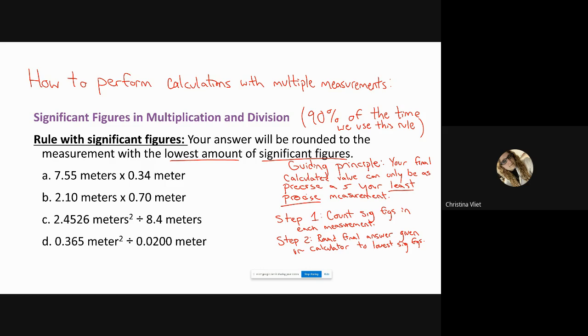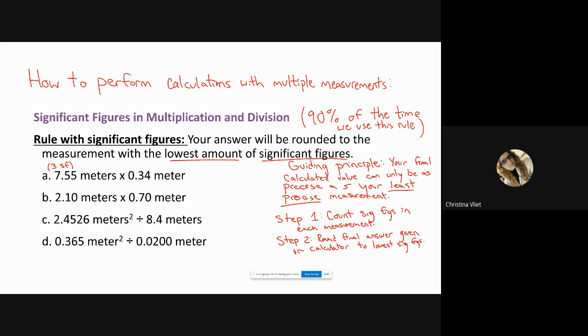So take a look at A when you're ready and apply step one, which is to count how many significant figures are in each of those measurements. 7.55 has how many significant figures? We know the 7, the 5, and the 5 are all significant, so it would be 3. So this is the way that we're going to evaluate. I just write it at the top usually. 3 SF, 3 sig figs.